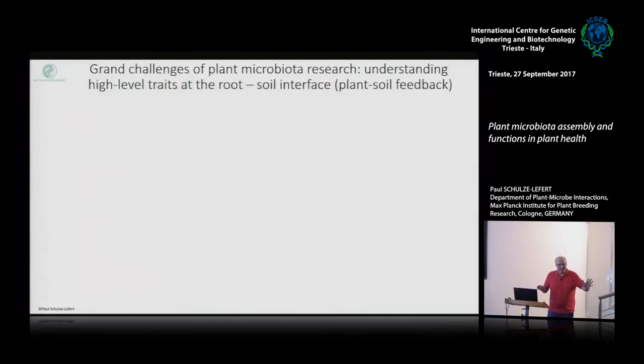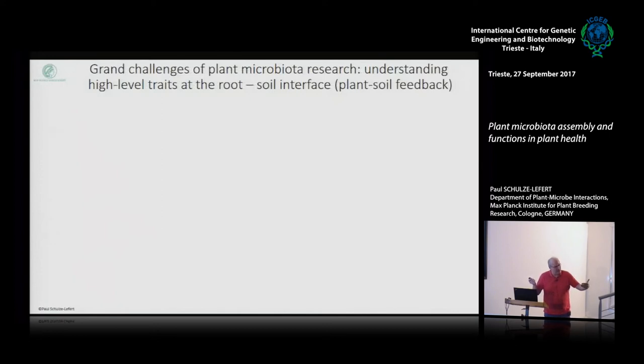So at the very end, I want to zoom out and illustrate to you that plant microbiota research is not just about understanding the molecular details. One reason why plant microbiota captures imagination and fascination is because there are what I call high-level traits in nature that are highly relevant to our food production and to agriculture. And all of these traits, I think, reflect what is called the plant-soil feedback at the root-soil interface.